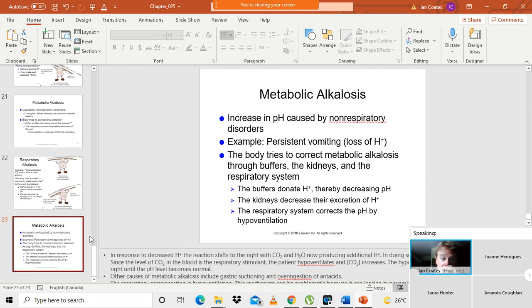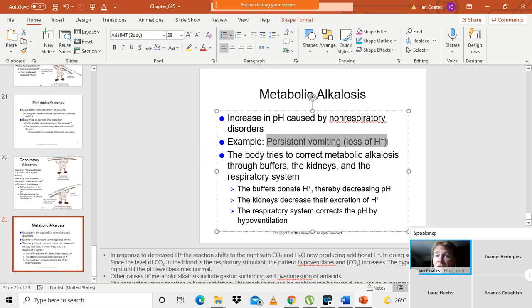And last slide here, metabolic alkalosis, an increase in pH caused by non-respiratory disorders, like persistent vomiting, loss of hydrochloric acid. You think about that. If you're vomiting uncontrollably, I hope you never experience it, the bad vomit where there's no more food anymore. It's bile, just stuff from your stomach, right? You're trying to get rid of hydrogen, and what if you do that too much? Now you've gotten rid of too much hydrogen, and your whole system has reverted to alkaline, or basic. Now you're into alkalosis, basic blood, which isn't good either.